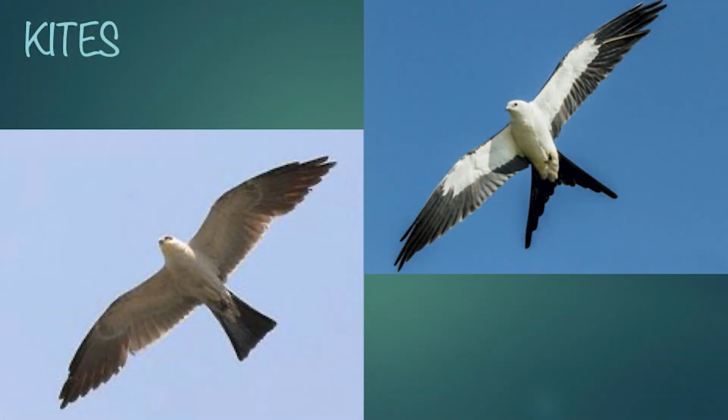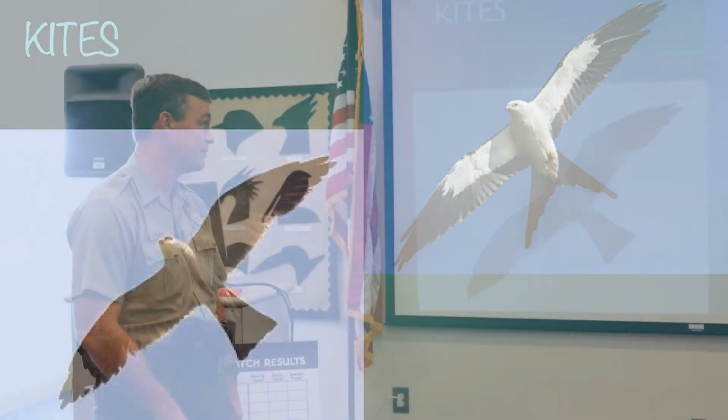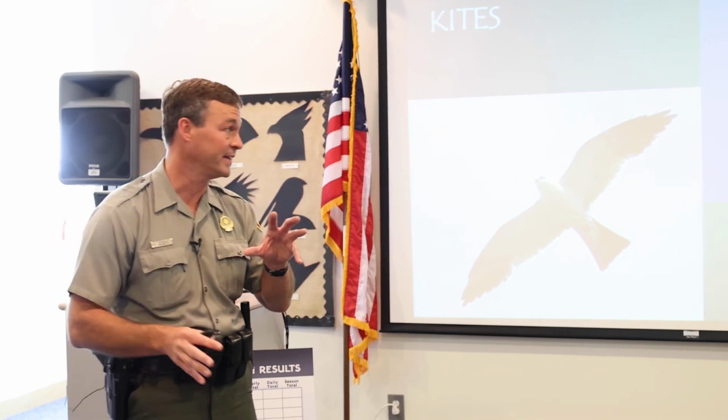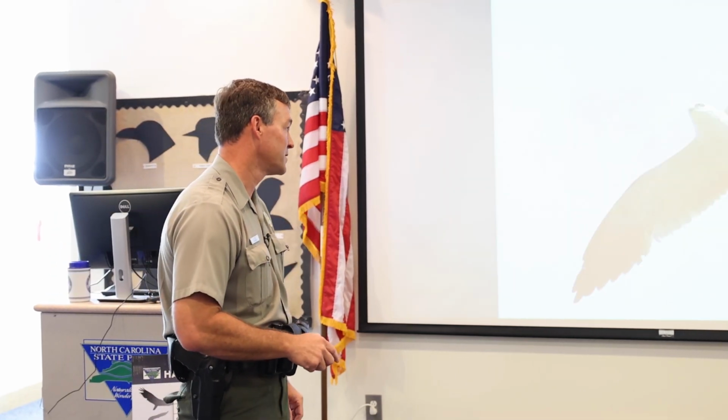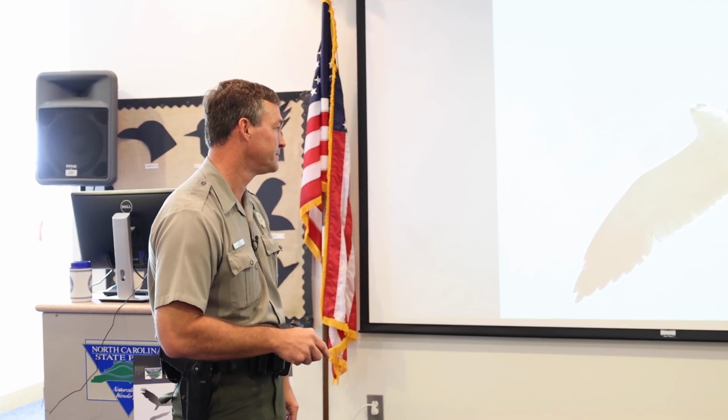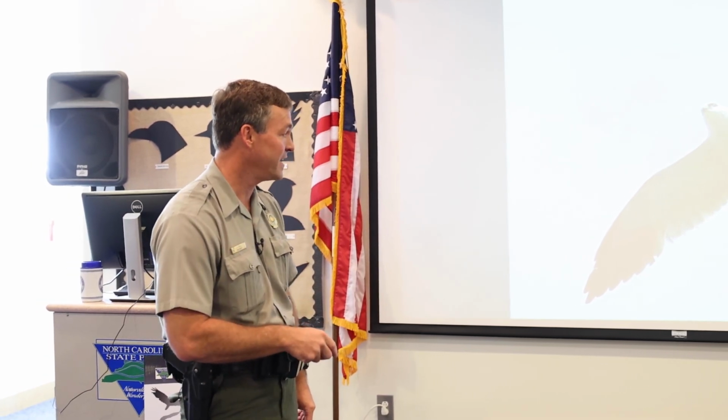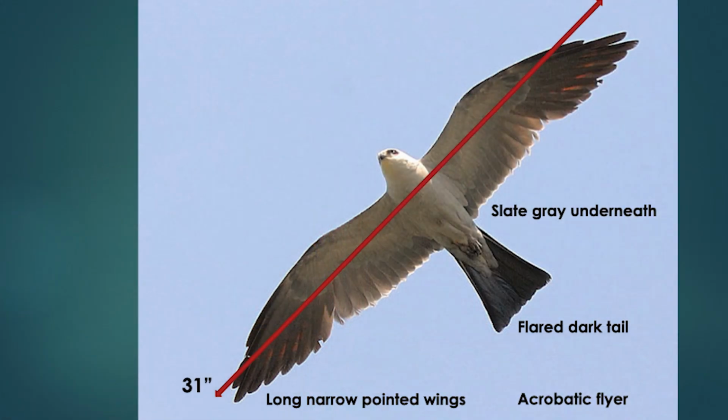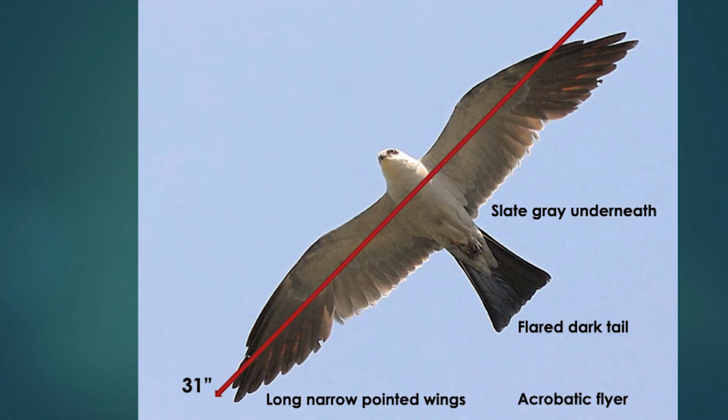Another category of birds that we may see in the area are kites. Now, they are built for aeronautics. They're very agile, and if you see them flying in the air, you may be able to pick them out because they have a unique flight pattern. They have fairly long wings and a tail. They really don't have any major markings, but it's their color that you'll be able to recognize. It's more of a slate gray color. 31-inch wingspan.